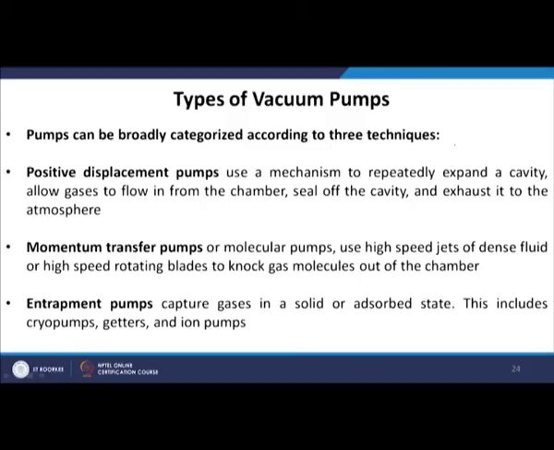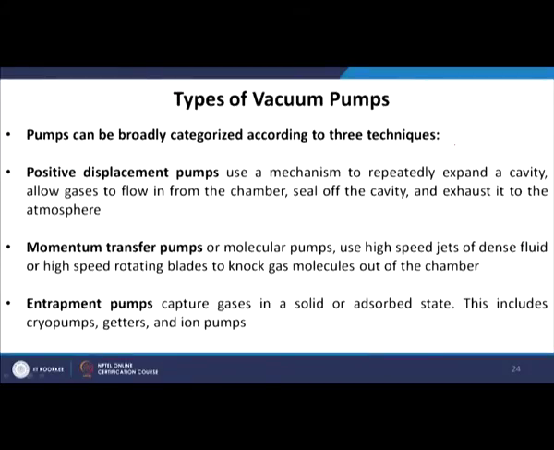Now, the pumps can be broadly classified according to three techniques. One is the positive displacement pumps. They use a mechanism to repeatedly expand a cavity, allow gas to flow in from the chamber, seal up the cavity and exhaust it to the atmosphere. So, first the positive displacement pump expands the cavity, allows the gas molecules to enter inside the cavity, then seals up the cavity and then exhausts to the atmosphere.